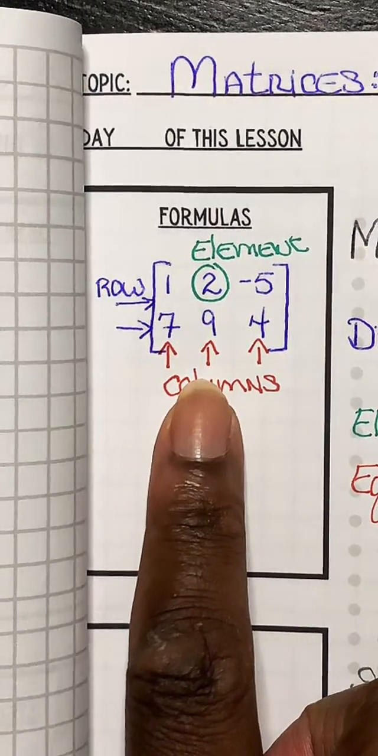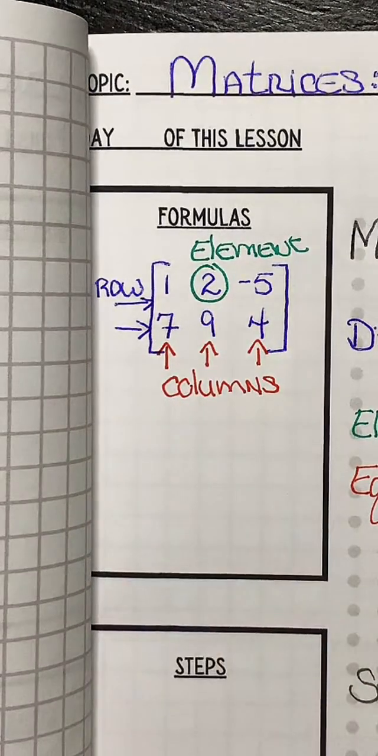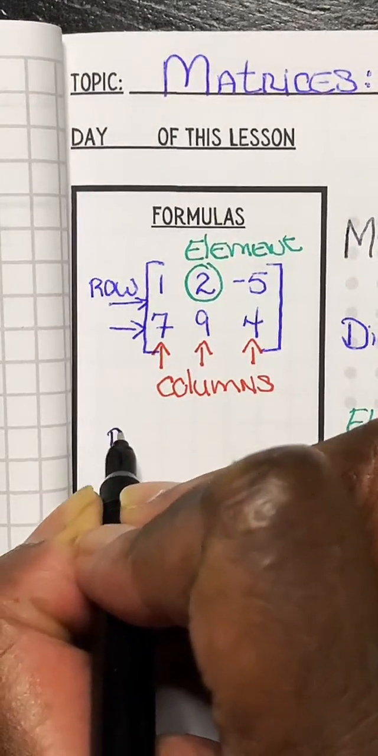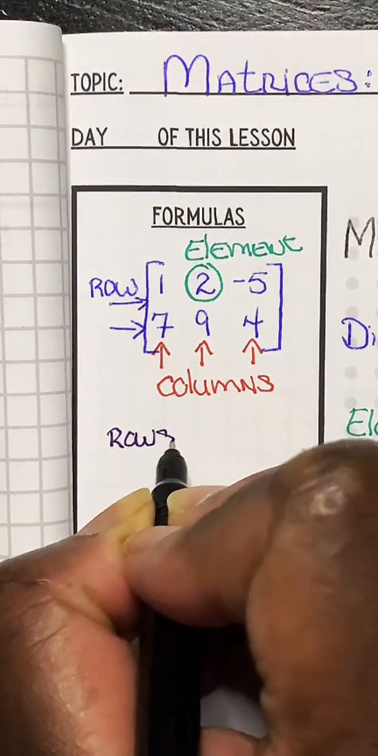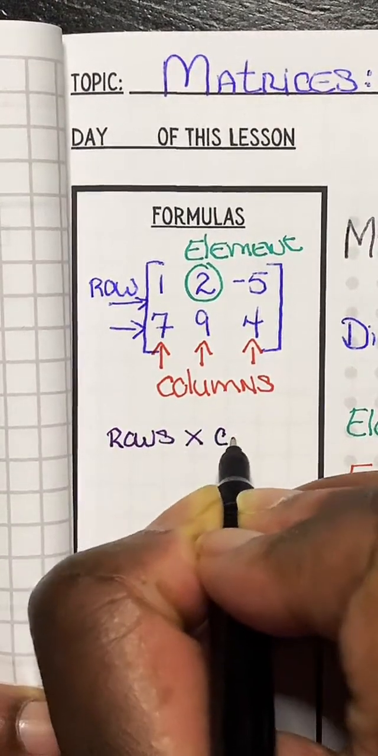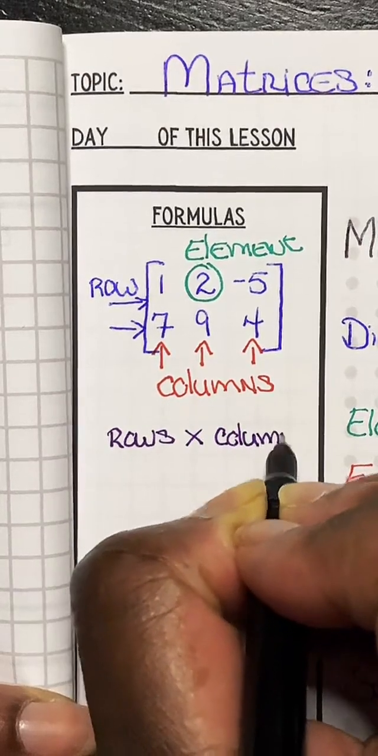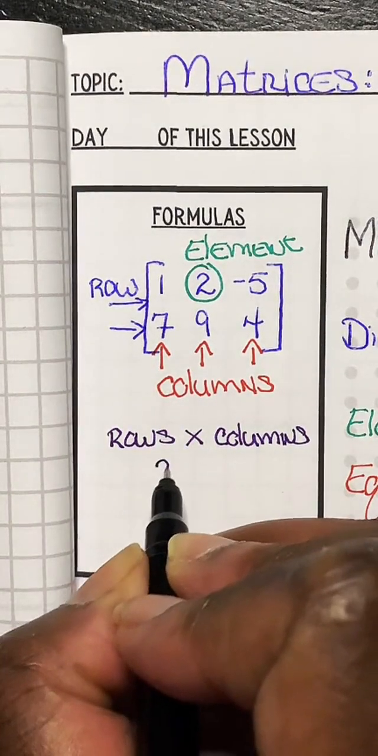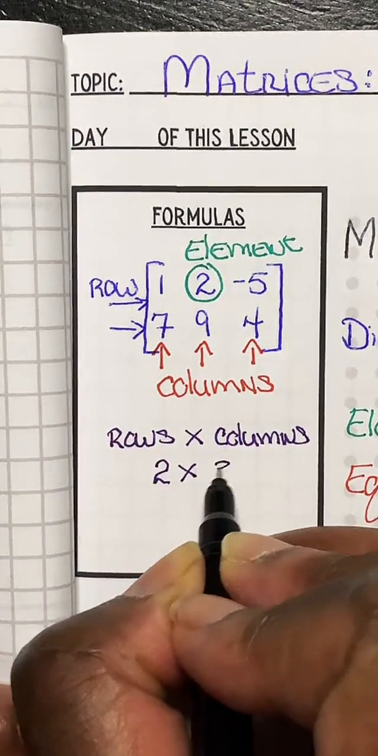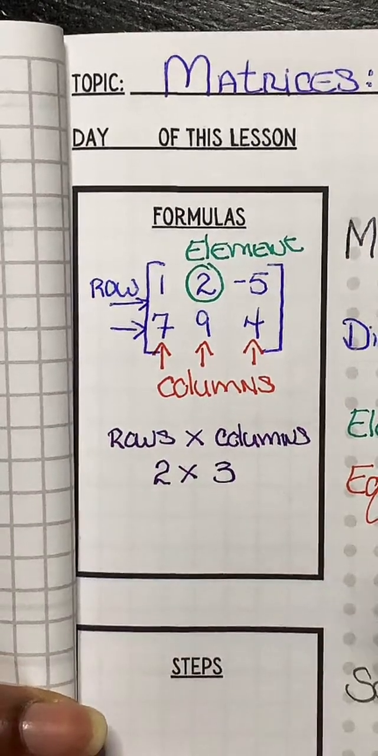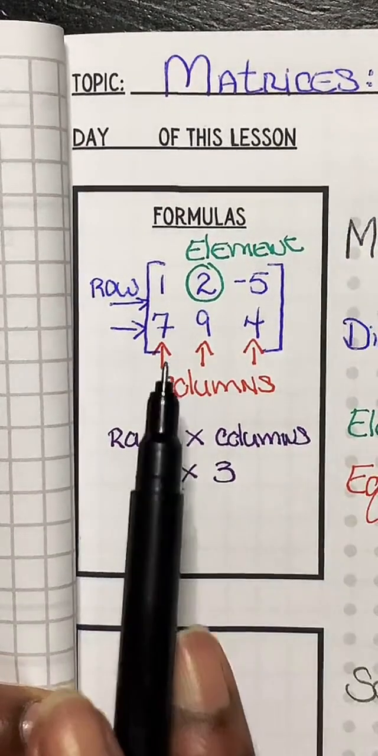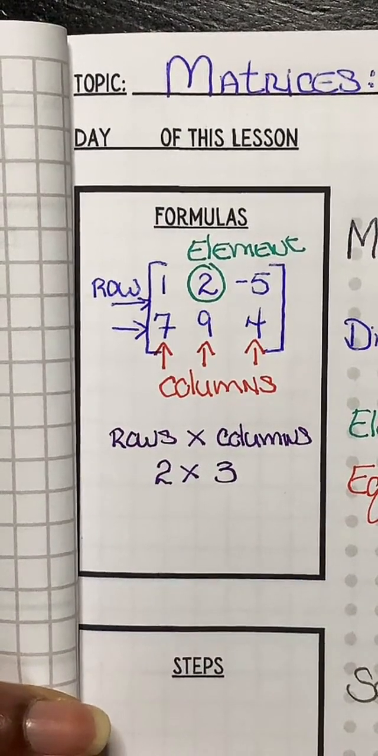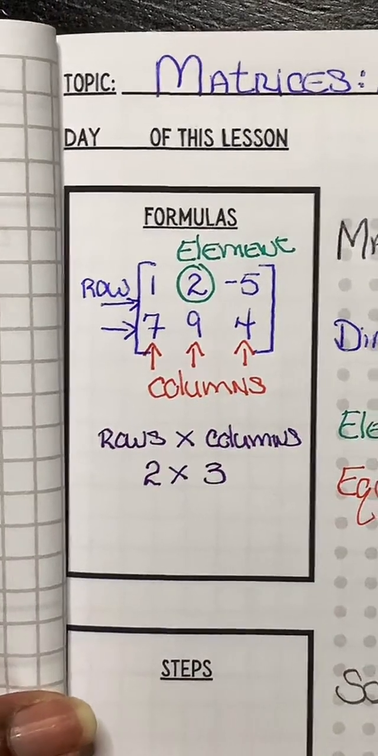The way that I would name this matrix right here, it always starts with your rows, then your columns. So since we have 2 rows, this is a 2 by 3 matrix because we have 2 rows and 1, 2, 3 columns.